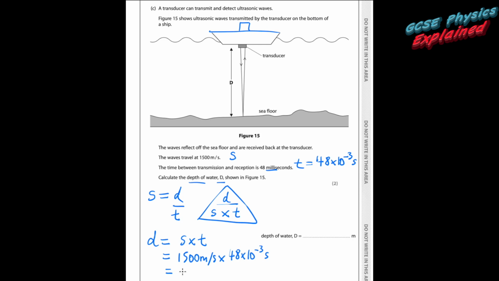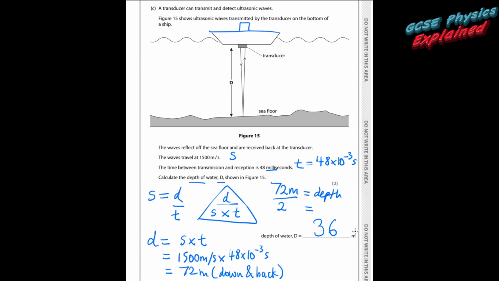And the distance it's travelled in total, there and back, equals 72 metres. And we'll divide that by 2. That'll give us the depth. And that equals 36 metres.